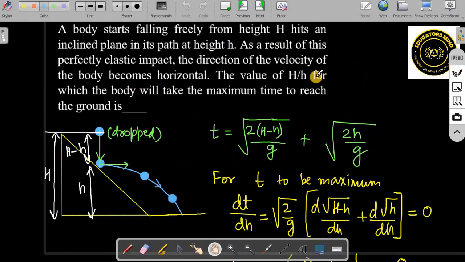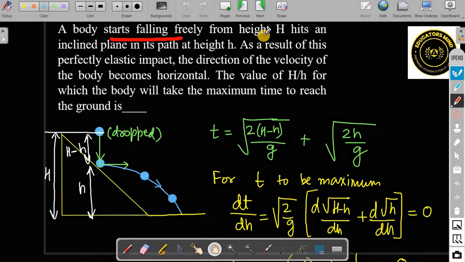Okay, next let us say this body starts freely falling from a height H, hits an inclined plane. So the body is dropped here freely falling and it is going to hit the inclined plane. So this height of this ball initially was capital H, and where it is hitting, that point is at a distance of small h from the ground. After that it is saying that the direction of velocity becomes horizontal, that means vertically it won't have any component. So it will go into projectile motion, a horizontal projectile motion, right?